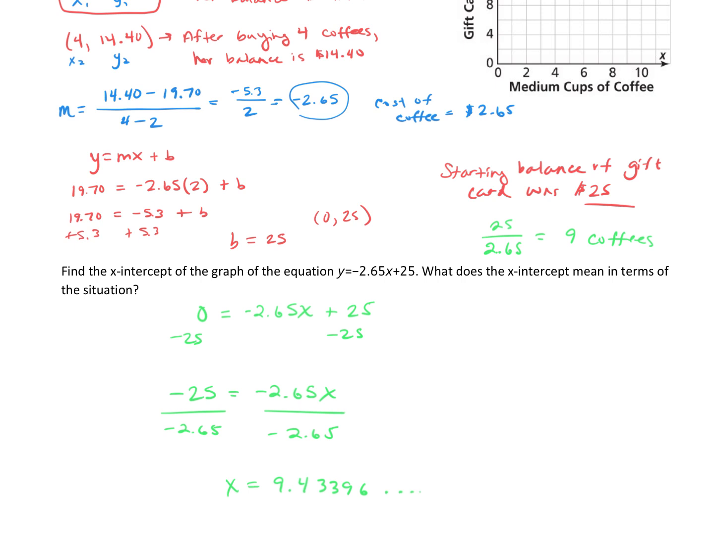So what does that mean? What that means is when the y value is 0, when there is no money left on the card, x, the number of coffees she can buy, is 9.43396. We know that's not a realistic number of coffees to buy, so again, we're finding she can buy 9 coffees with that $25 gift card. And that x-intercept, when the y value is 0, is when all the money on the card has been spent.